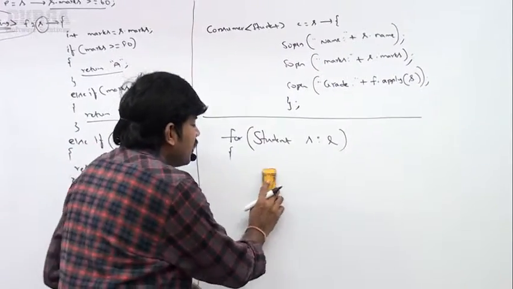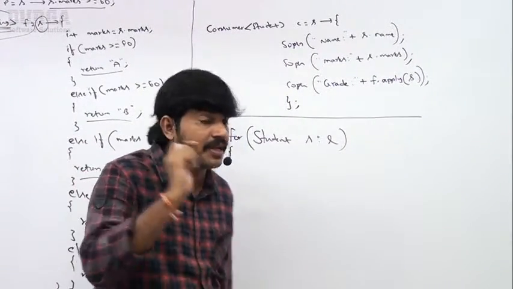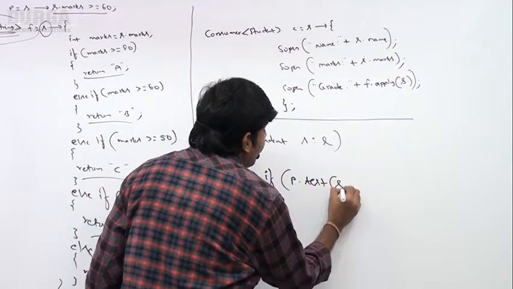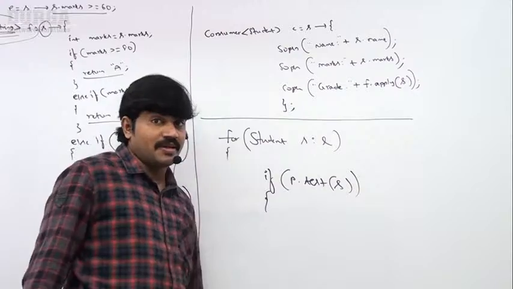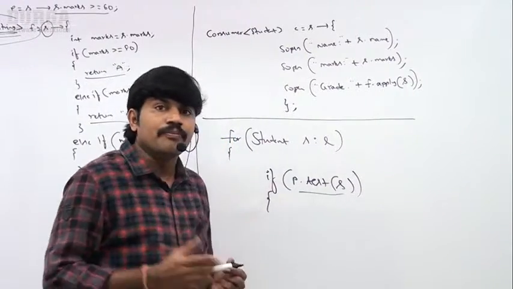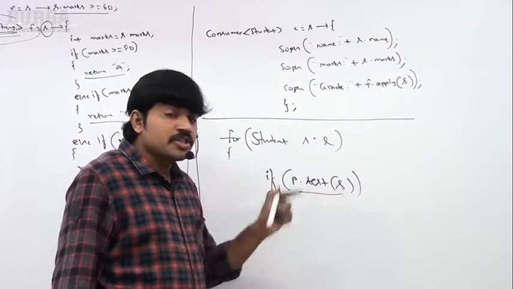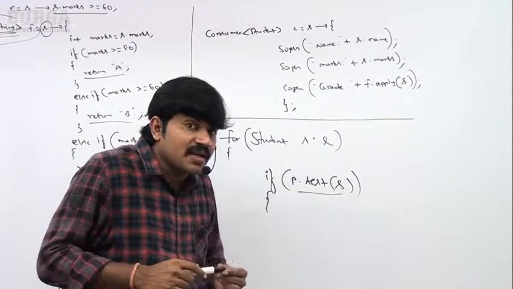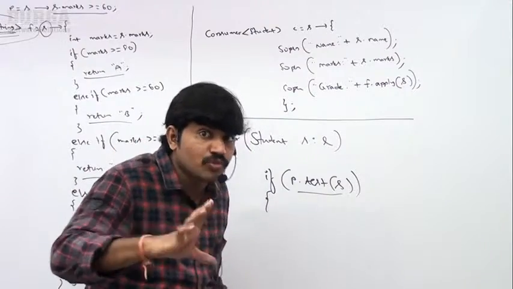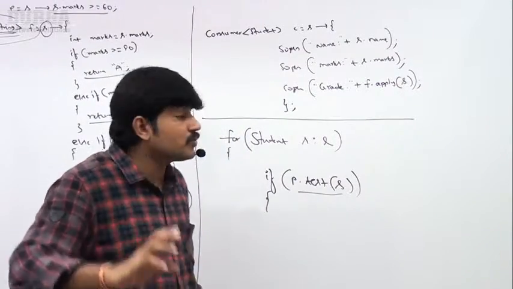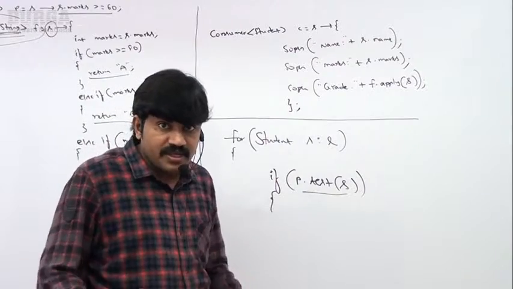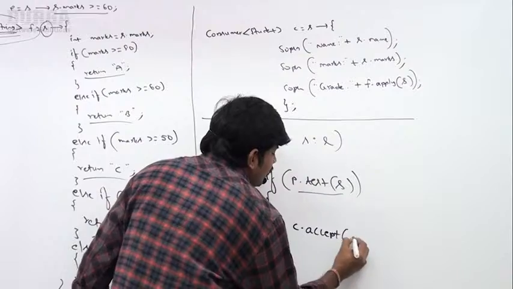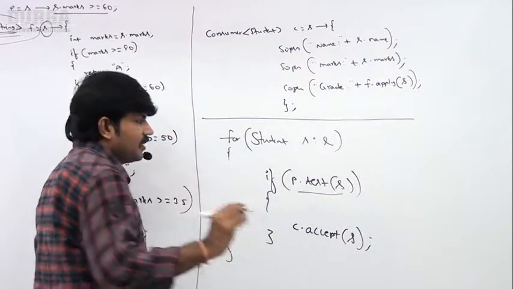But make sure I have to use a predicate: if P dot test of S. Observe, if this predicate returns true, meaning if the student marks are greater than or equal to 60, then display student information to the console. To display student information, the consumer is already there. That's why here C dot accept of S.